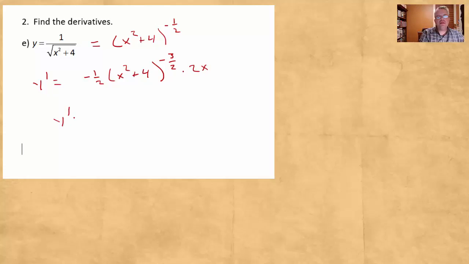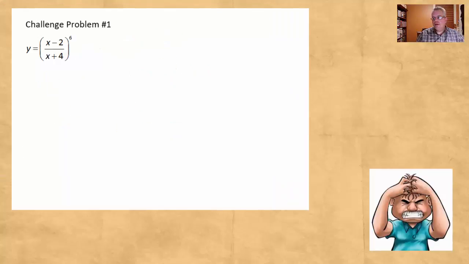Okay, all that's left is to simplify. Negative 1/2 times 2x is negative 1x, or just minus x. That goes in the numerator. And then in the denominator, we have x squared plus 4 to the 3/2. I'm just going to leave it like that instead of trying to switch it to a square root. We could if we really wanted to, but the 3/2 power, that's fine. Leave it like that.